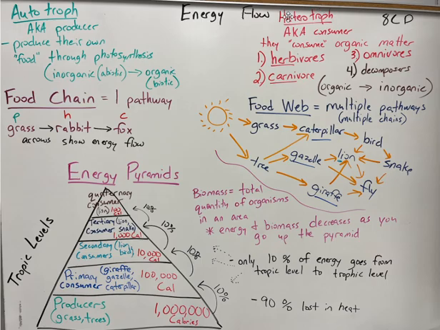So heterotrophs. Heterotrophs, also known as consumers. Most heterotrophs are going to be consumers. And so they consume organic matter. They're taking the organic matter that the producers made, or stealing it from somebody else who stole it from the producers. So 4 different words here.